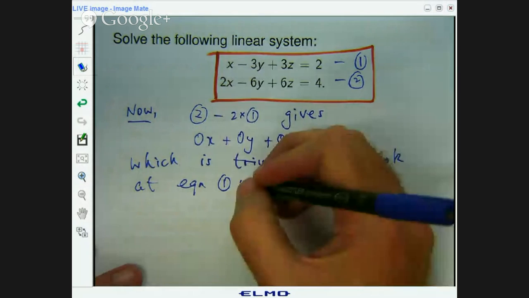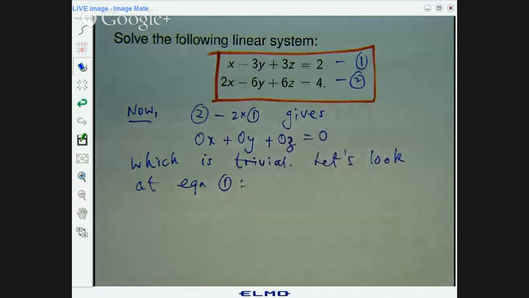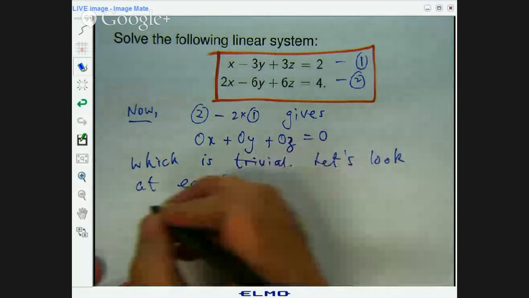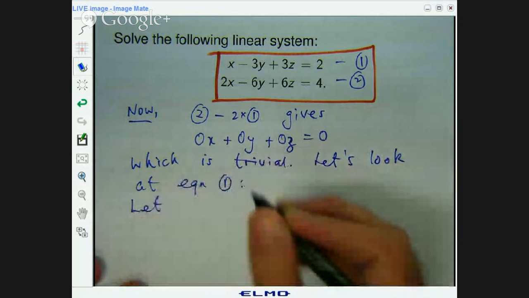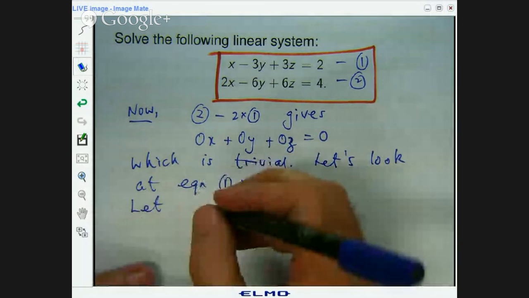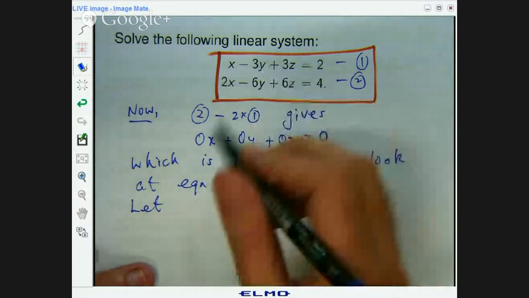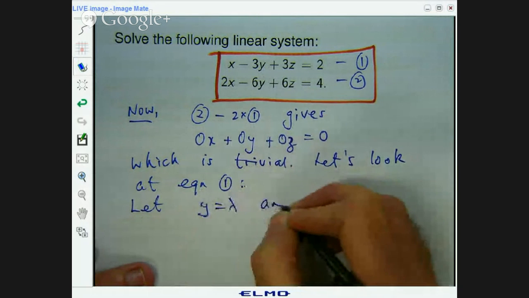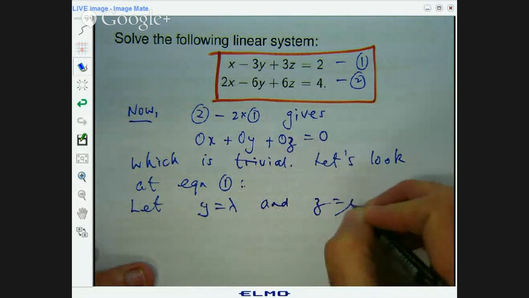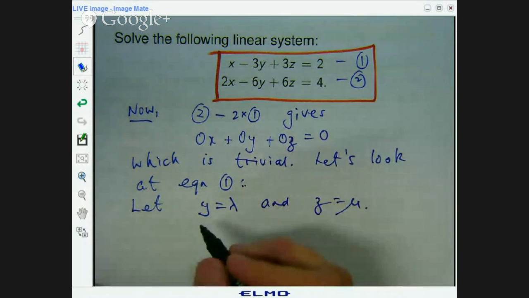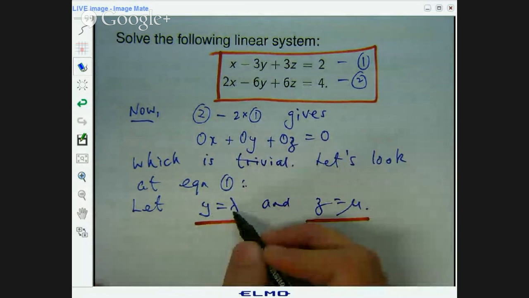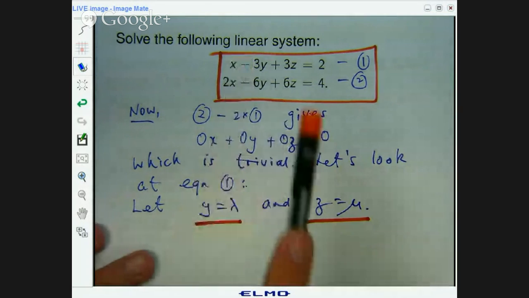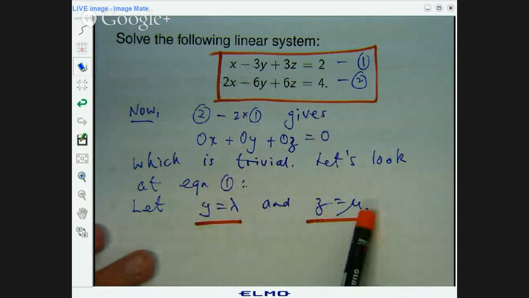Okay, now what are we going to do? Well, I'm going to introduce a parameter for y and a parameter for z. All right, so I'm going to let y equal lambda and z equals mu. All right, now what I'm going to try to do is get x in terms of lambda and mu.